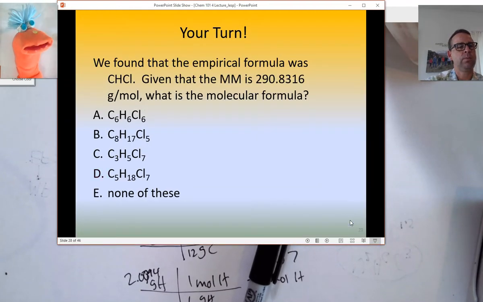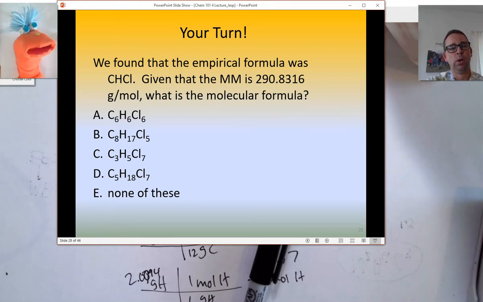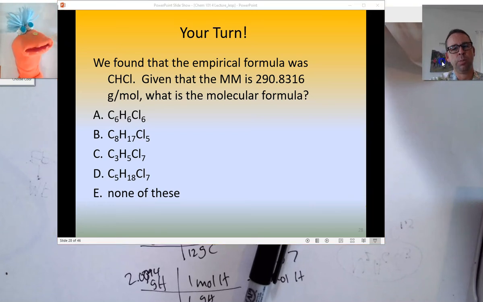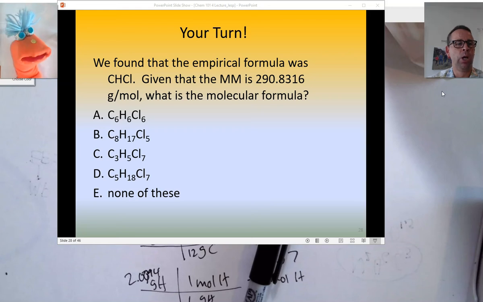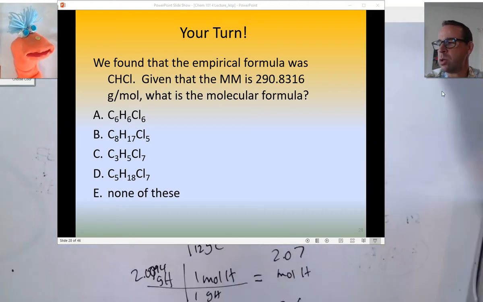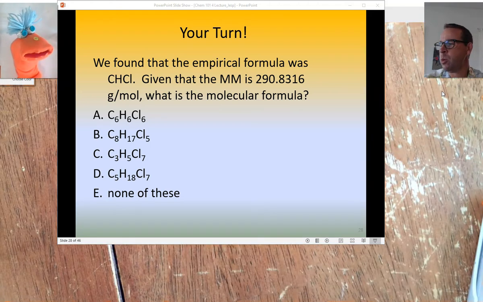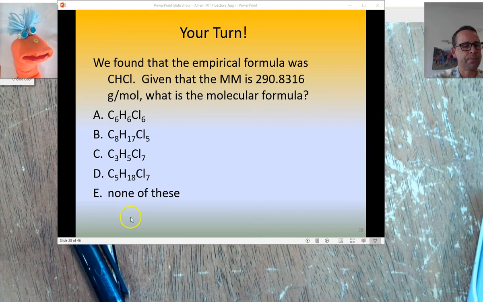Now, we found the empirical formula. Can we get the molecular formula now? There's a relationship between the empirical formula and the molecular formula. You just need the multiplier there. And let's see, they gave us the molecular mass. We just need the empirical mass. Very good. So, if you folks at home know how to do it, then go ahead and take time to do it.